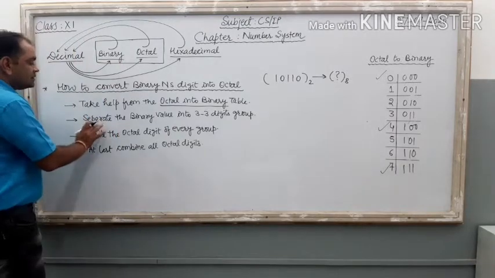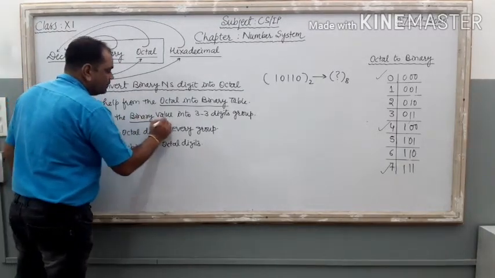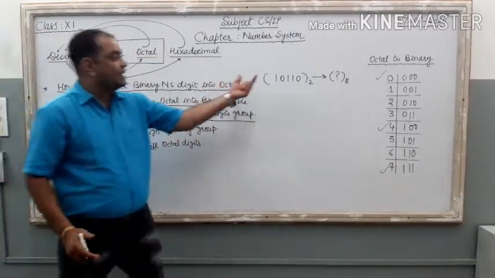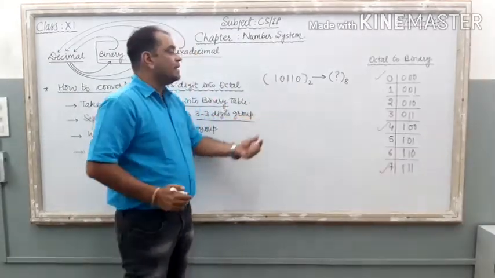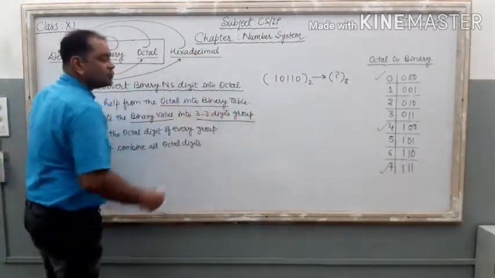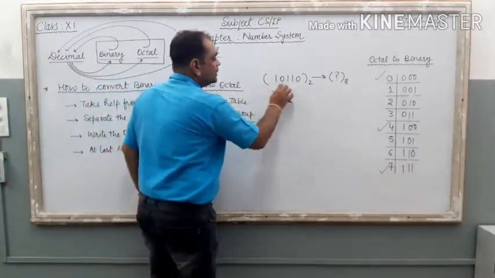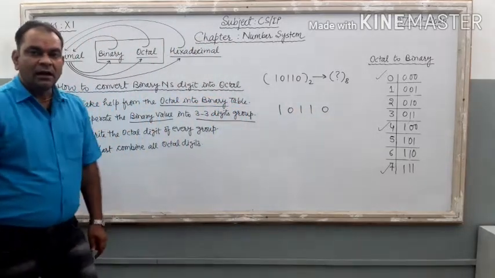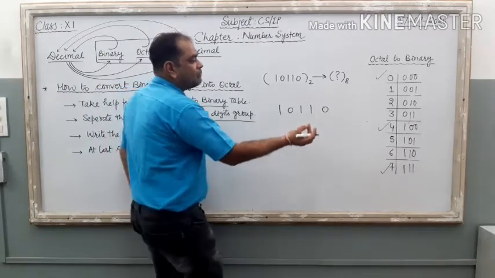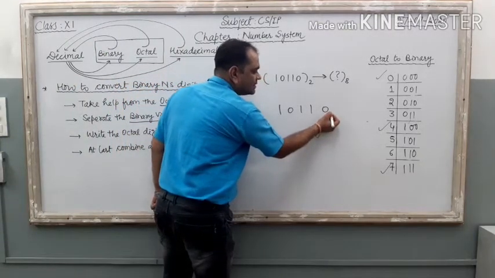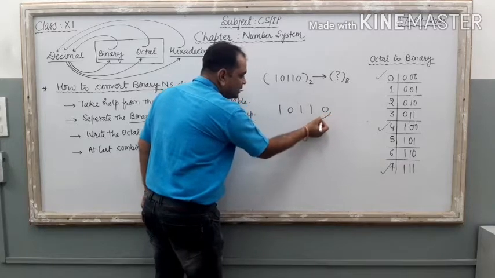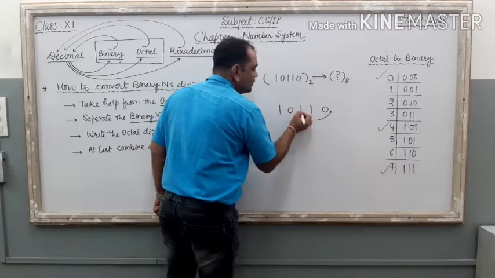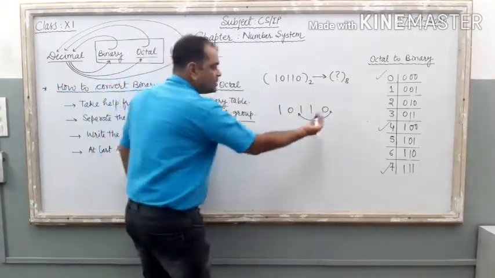Now the second point, separate the binary value into 3-digit groups. Separate the overall binary value into 3-digit groups. How to do it, see. Suppose this is a binary number. I am going to write it like this. Now start from the rightmost part of the number, from the right hand side. From the right hand side, I take 3 binary digits in a group. Here it is the first group, right? Start from the right, just take 3 digits.